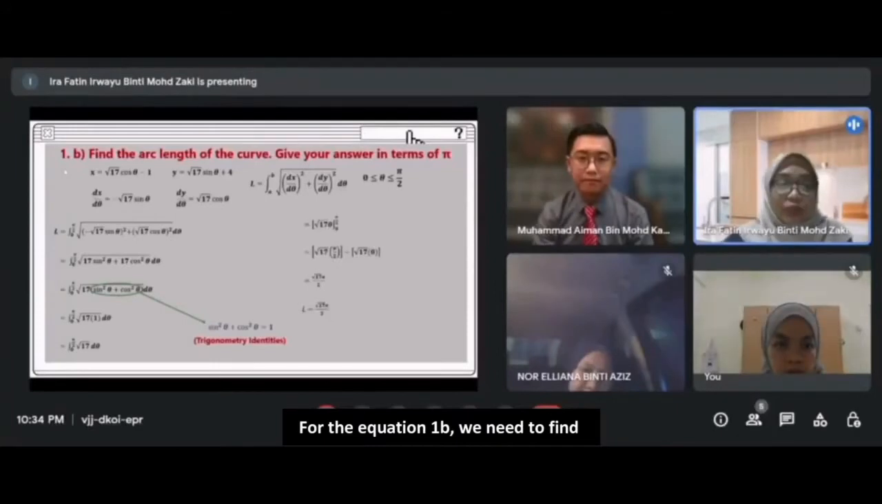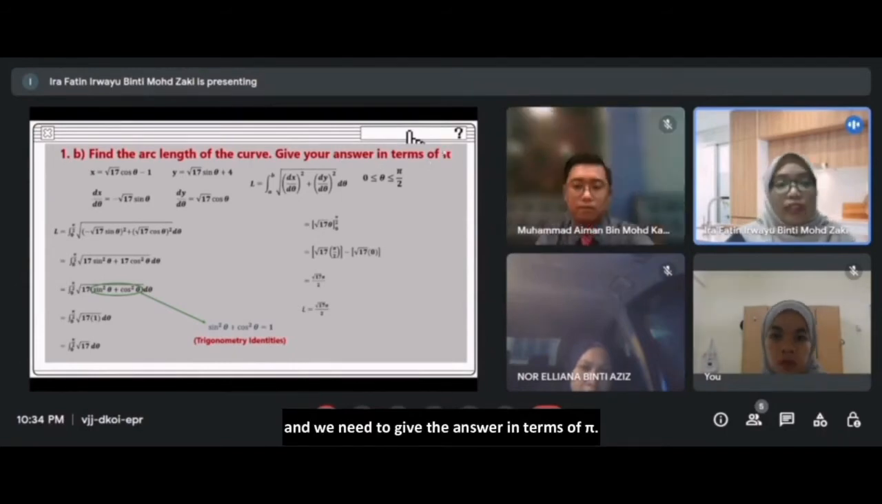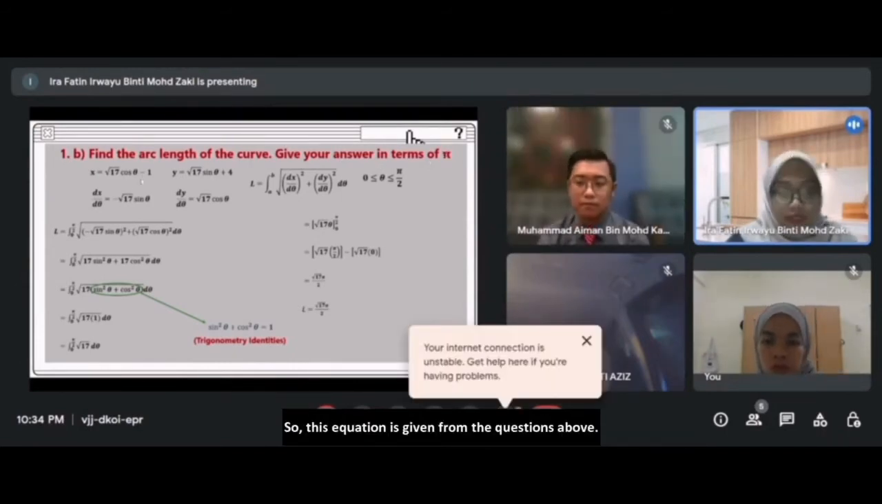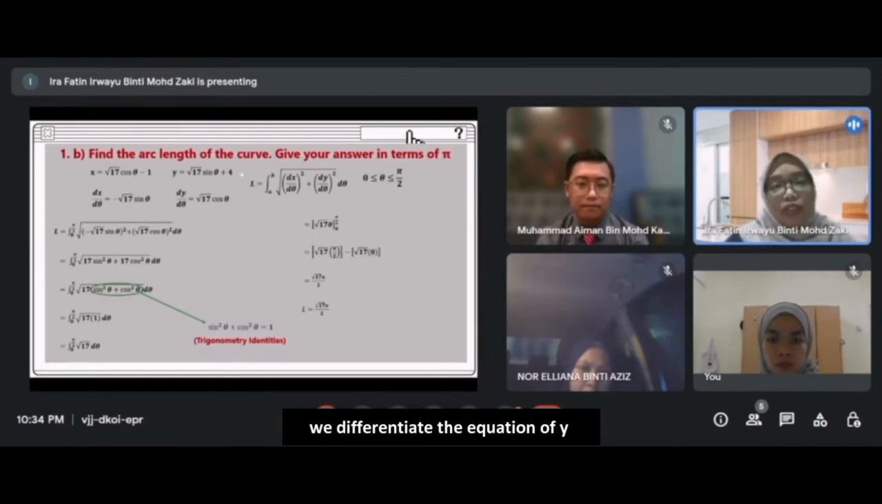Question 1b, we need to find the arc length of the curve, and we need to give the answer in terms of pi. This equation is given from the question above. Firstly, we need to differentiate the equation of x, which gives dx over d theta equals negative square root 17 sine theta. And for dy over d theta, when we differentiate the equation of y, we get square root 17 cos theta.